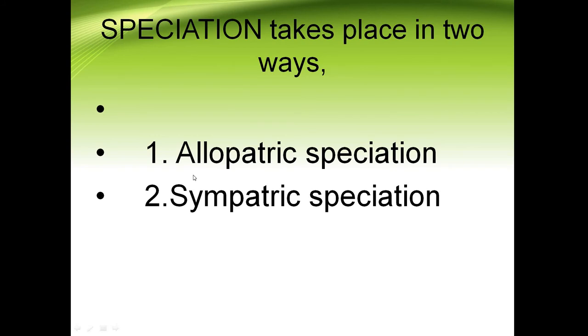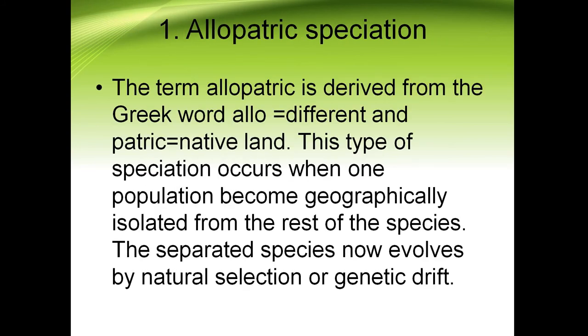Next we have speciation takes place in two ways. First one is allopatric speciation and the second one is sympatric speciation. Two types of speciation we'll see in the next slide. Allopatric speciation. Here, the term allopatric, allo means different, patric is the native land.